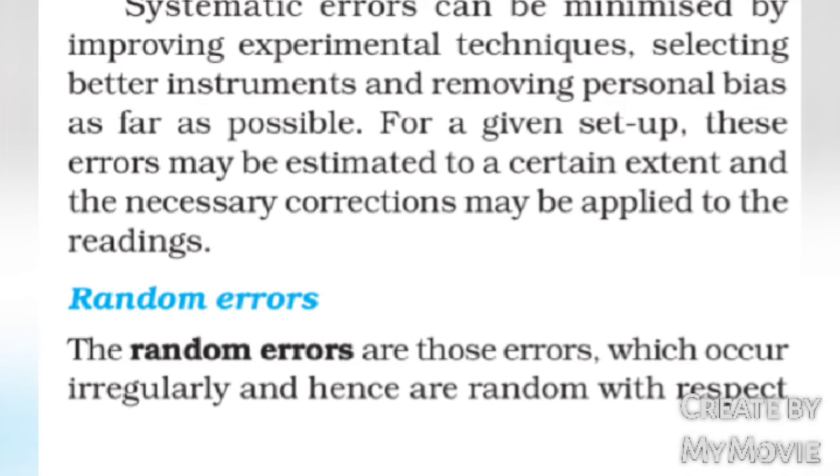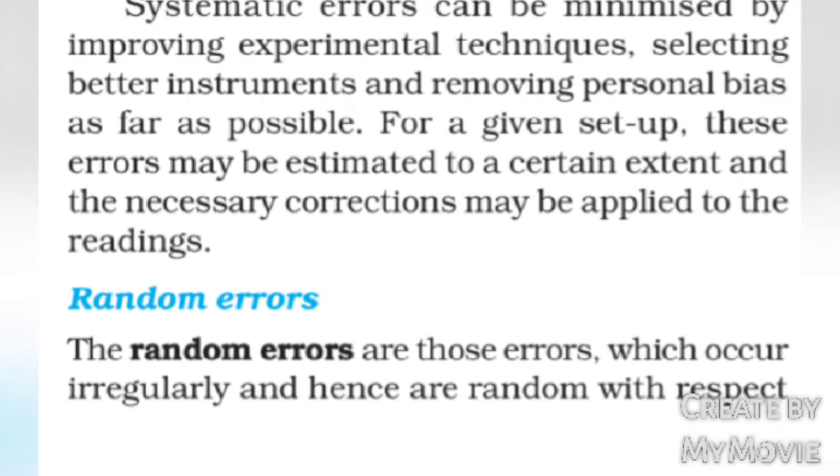Systematic errors can be minimized by improving experimental techniques, selecting better instruments, and removing personal bias as far as possible. For a given setup, these errors may be estimated to a certain extent, and the necessary corrections may be applied to the readings. Random errors.